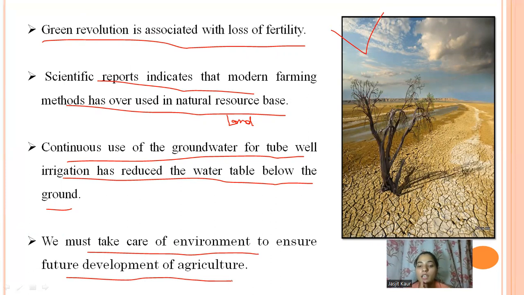We must take care of the environment also when we are adopting such modern techniques for agriculture, so that there is future development of agriculture, and also development of land and natural resources, so that they can be used by our future generations. So you need to keep this in your mind.